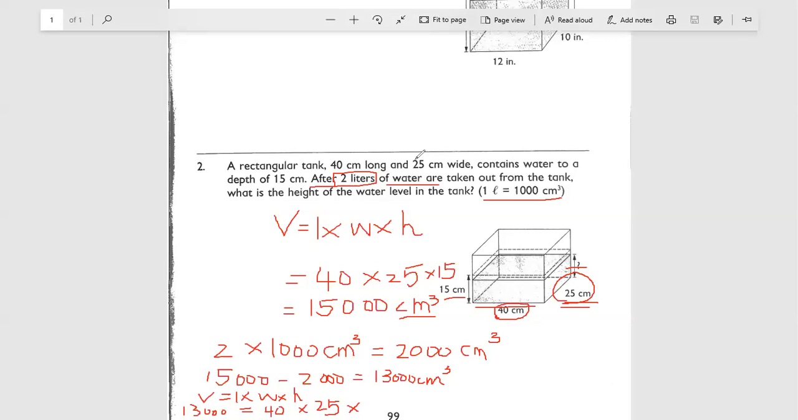And now since they take away some water, we need to figure out the new water level. So this would be the height. So let's do the calculation. 13,000 divided by 40 times 25. So everyone, let's do the calculation. What would be the answer? Very good. Include the unit. So it will be 13 centimeter. Okay, include the unit.